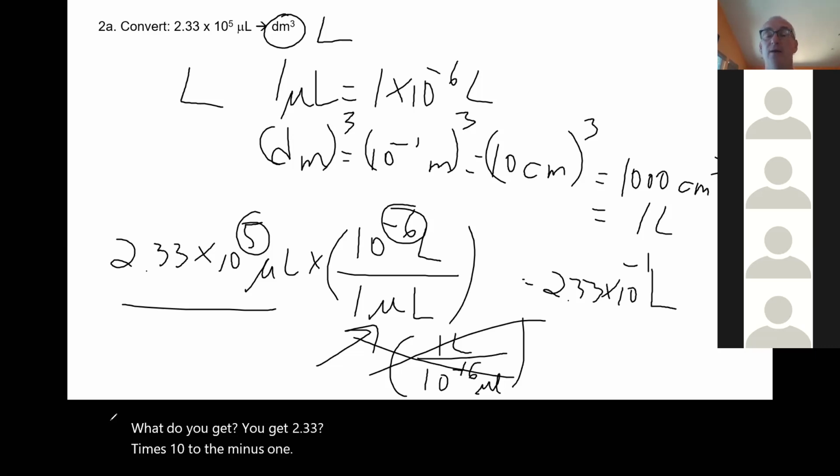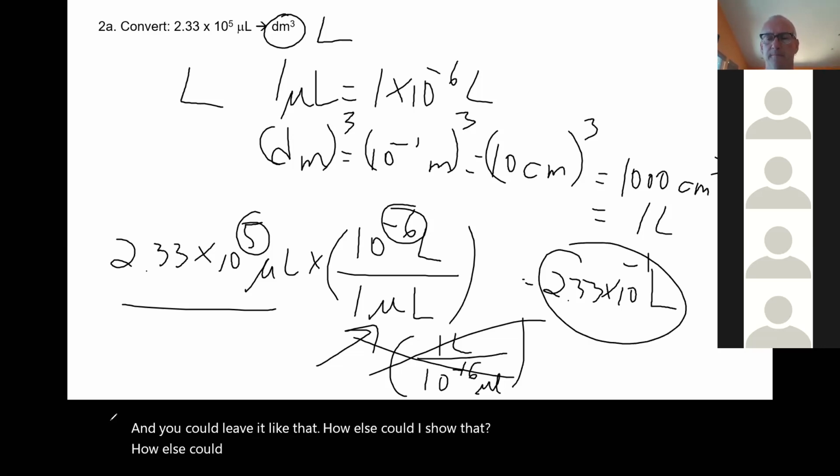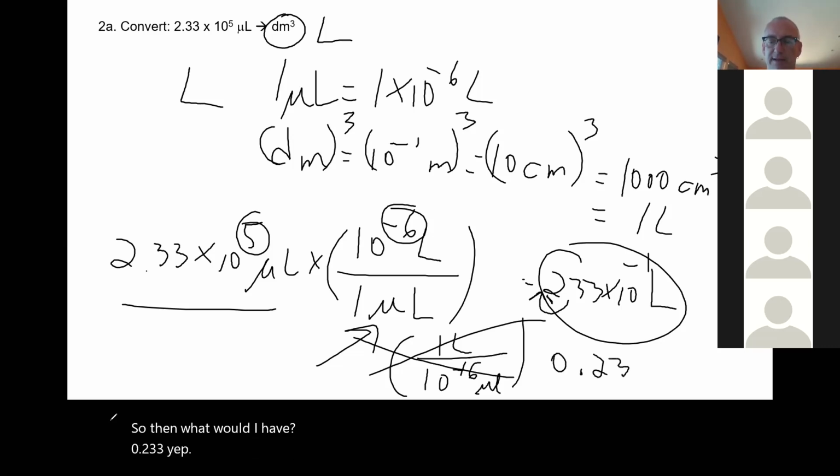You could leave it like that, or how else could I express this number without the exponent? You just move the decimal place. So then what would I have? 0.233. Yep. You're not done, that's just the number. Liters. There you go.